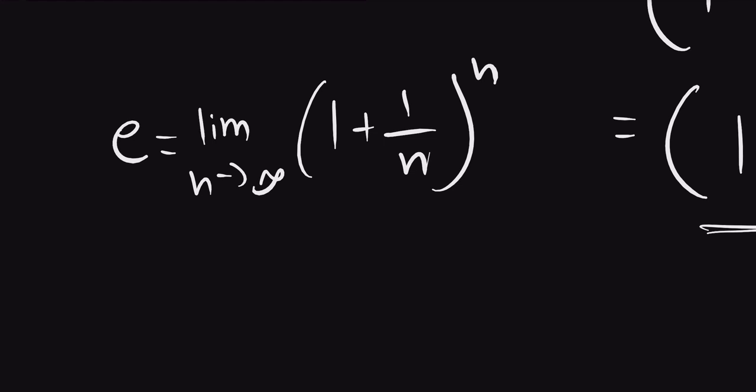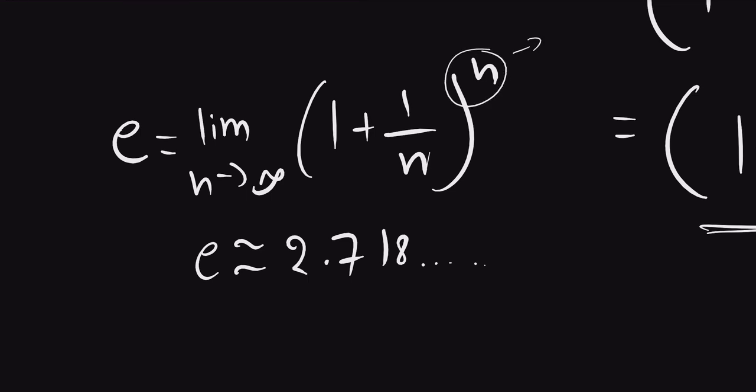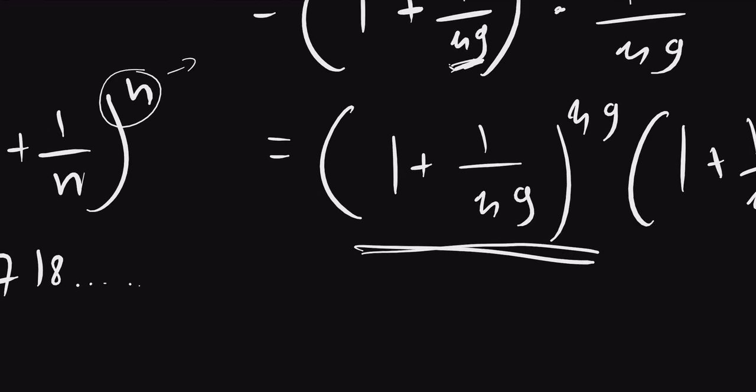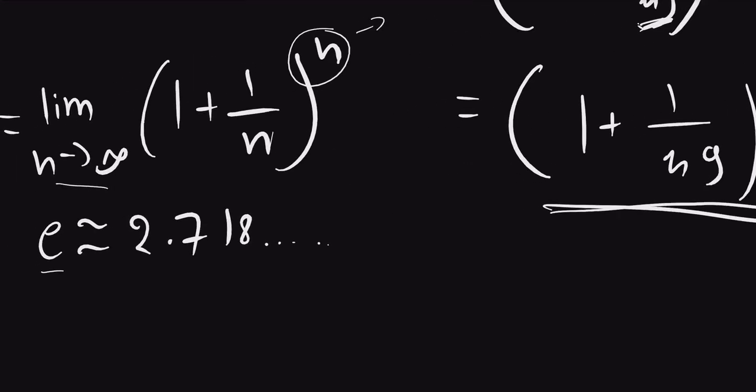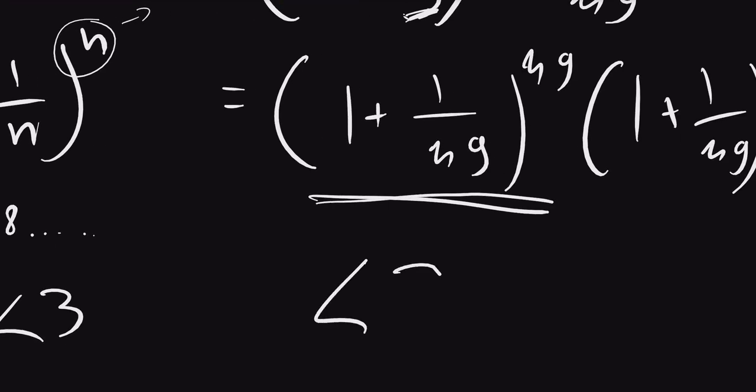So E is approximately 2.718, and it goes on since it's an irrational number. So that means that even if this n right here gets bigger and bigger and bigger, it's always going to be less than E, since as n goes to infinity, this is going to go to E. So 1 plus 1 over 49 to the power of 49 must be less than 3, since E is less than 3. So we have this as less than 3.